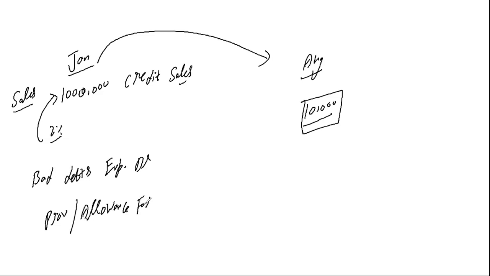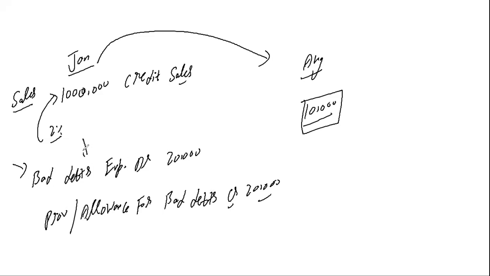Allowance for bad debts, credit. So you will pass the entry with the amount of 20,000. These entries we are going to discuss in detail, but here I'm just giving you the example in case you don't follow the provision methods, what are the problems which we can face?